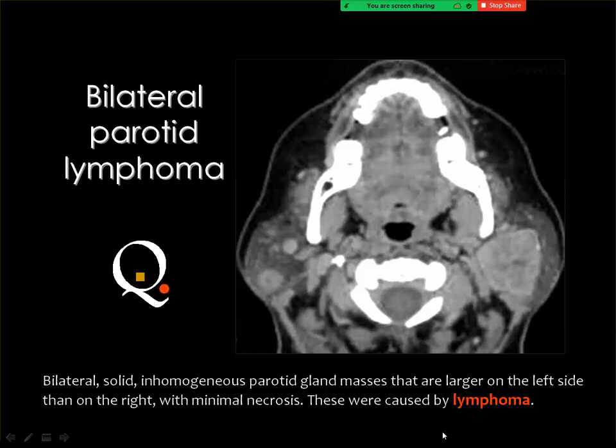But you should remember that for diagnosis of Warthin tumor, you should know the age of the patient. It should be an elderly patient and with positive history of smoking. This is good for Warthin tumors, and this is also good for lymphoma, as you know that there are intraparotid lymph nodes which can give rise to lymphoma, as in this case.